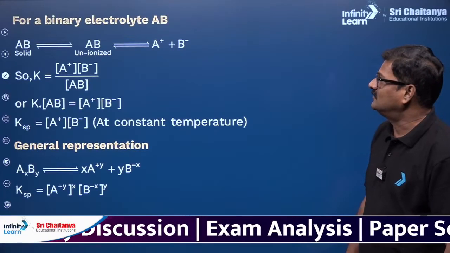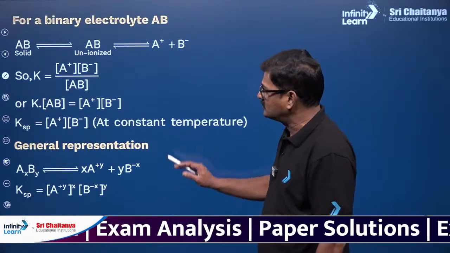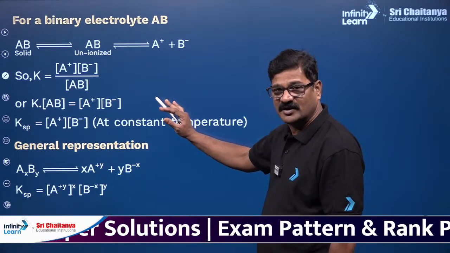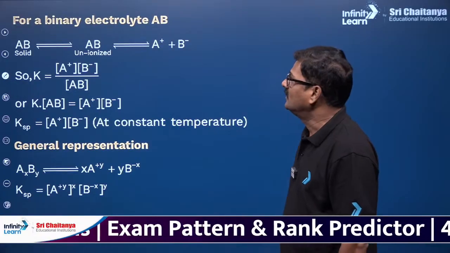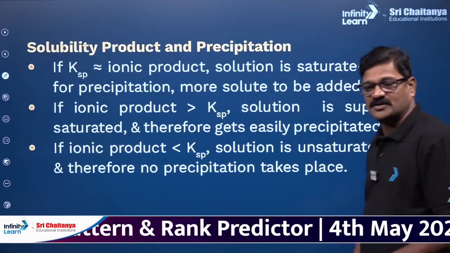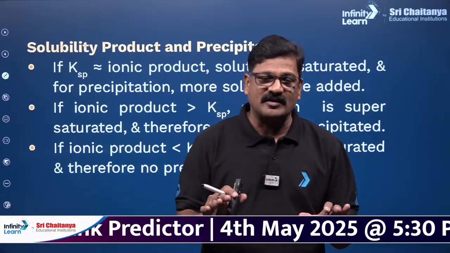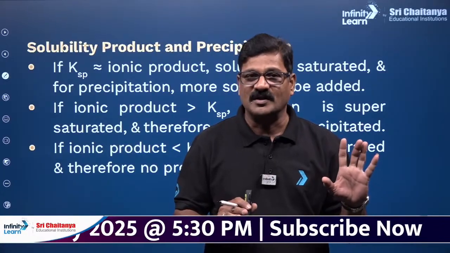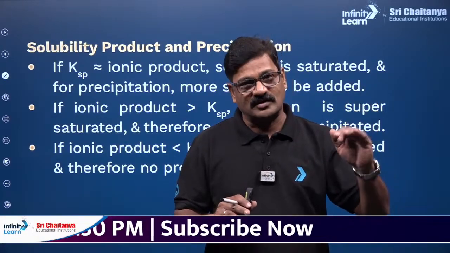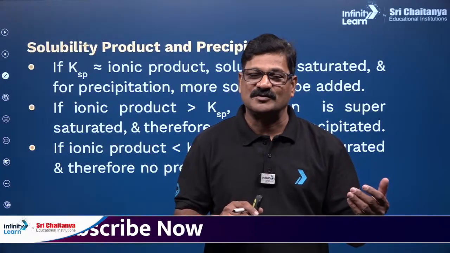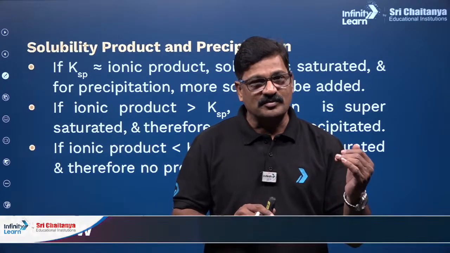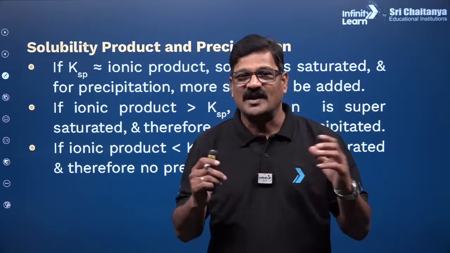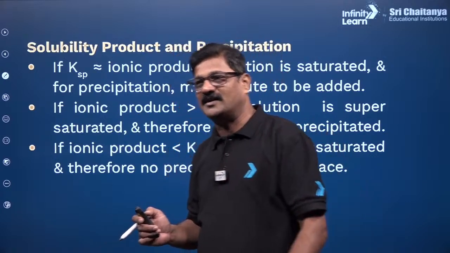And for a binary electrolyte, this is very important, the solubility product is going to be given in this way, and the relation between the solubility and the solubility product is also given. Okay, and the solubility product and precipitation: if solubility product and ionic product are the same, it is going to be an equilibrium saturated solution. If solubility product is more and ionic product is less, it is going to be an unsaturated solution, and precipitation does not take place. If solubility product is less and ionic product is more, it is going to be a supersaturated solution and precipitation takes place. Are you getting or not, clear, my dear children?